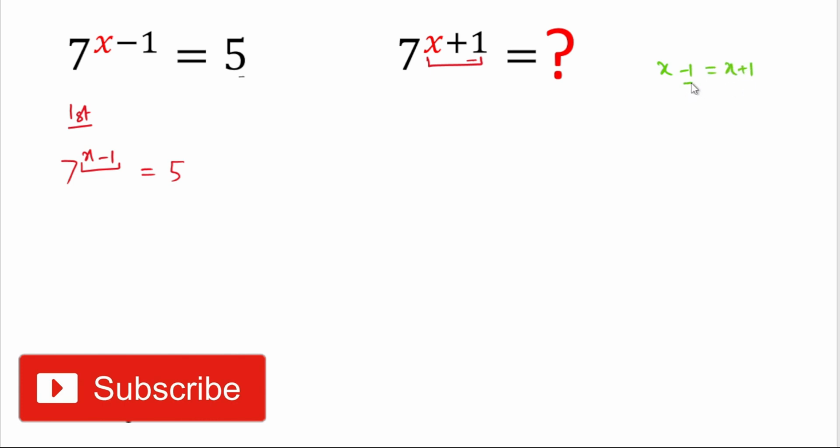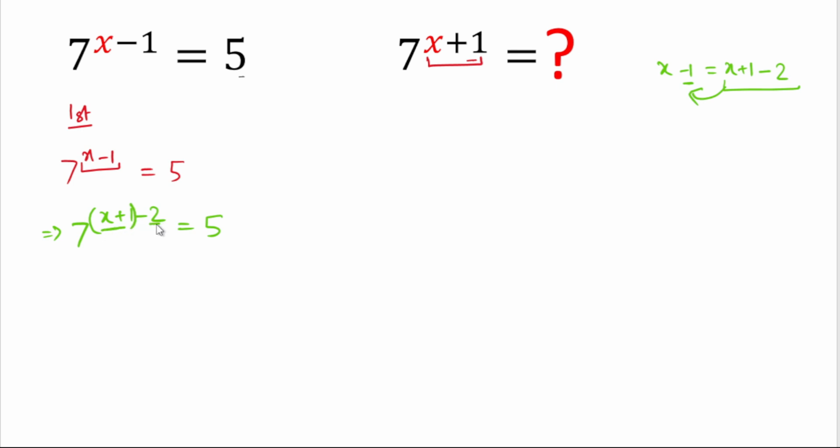For that we will have to subtract minus 2, then we will get x minus 1. So we can write it as x plus 1 minus 2. Now 7 to the power x plus 1 minus 2 equals 5. Here we will separate the exponents in two parts, x plus 1 in one part and minus 2 in one part. After that we will apply the rule of indices.